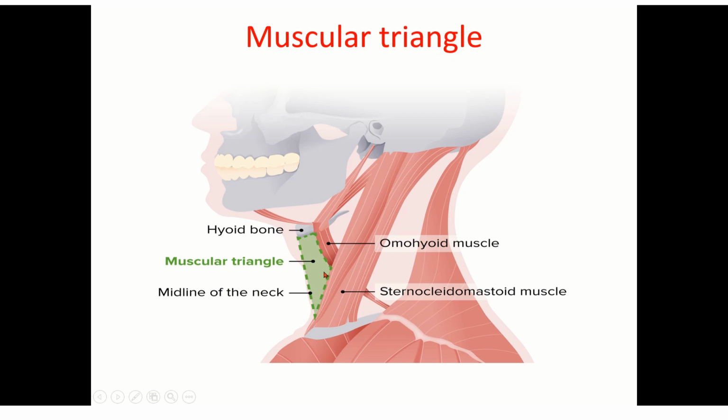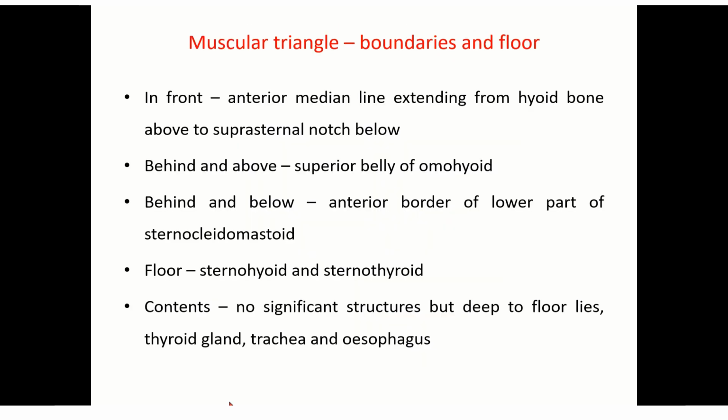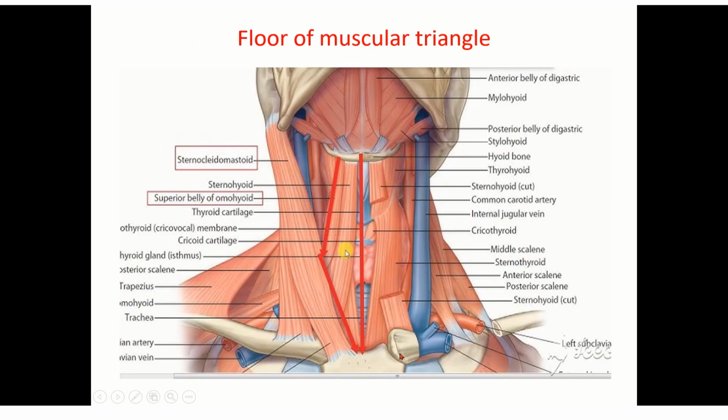As such, significant contents are not present in this muscular triangle, but the floor will be formed by two muscles, namely the sternohyoid and sternothyroid. Deep to this floor, there are important structures like the thyroid gland, trachea, and esophagus. So this area is very important when we are dealing with tracheostomy in ICUs and emergencies.